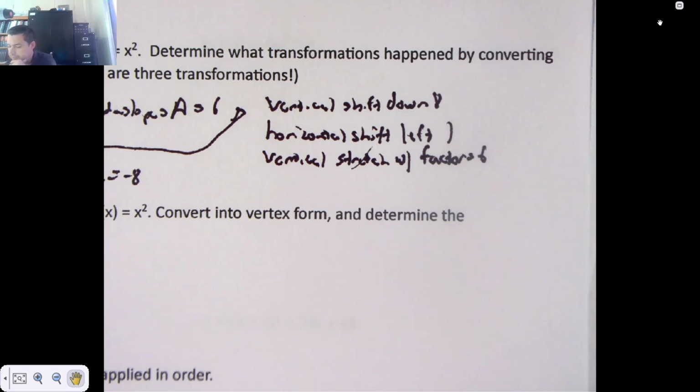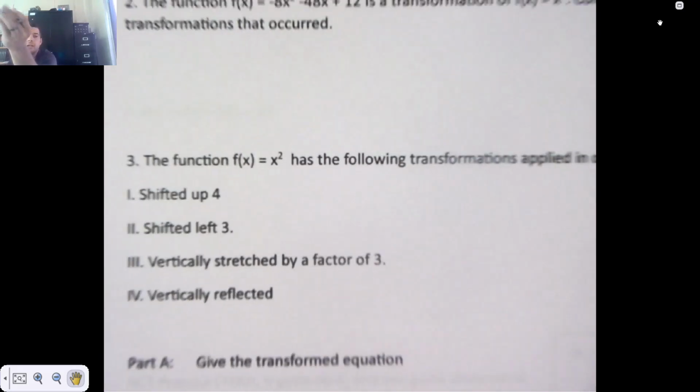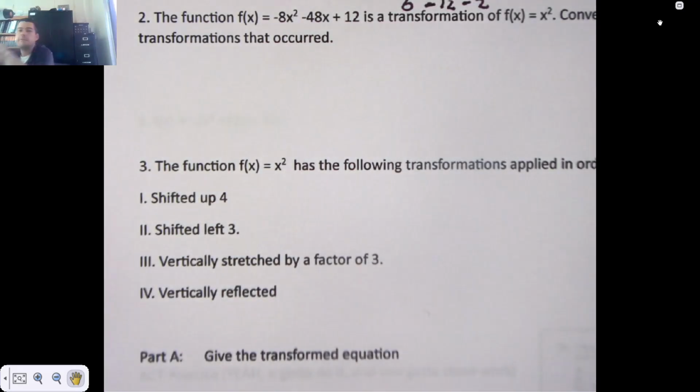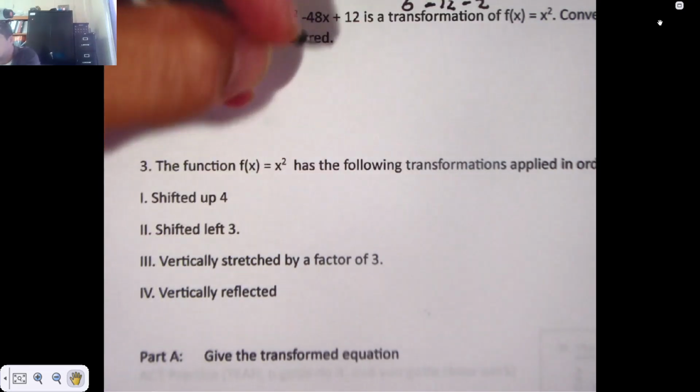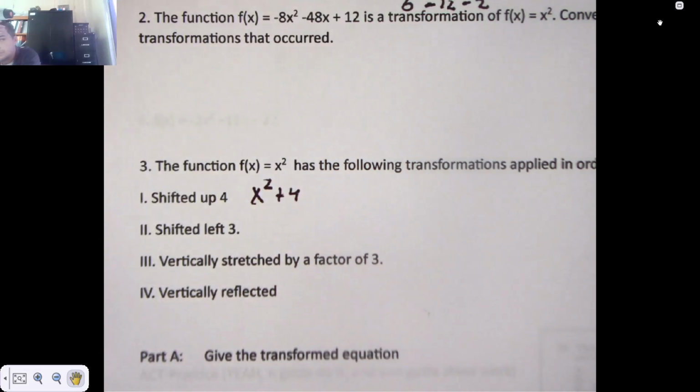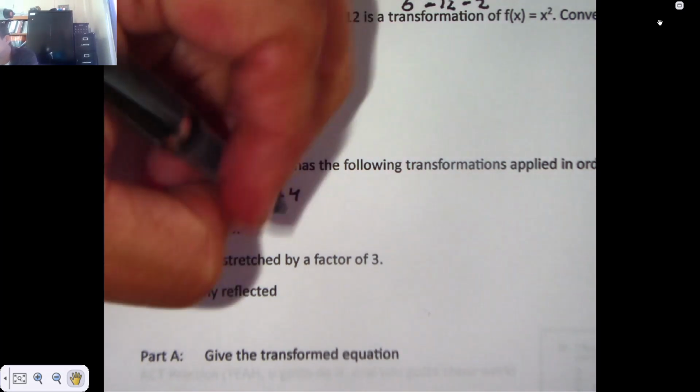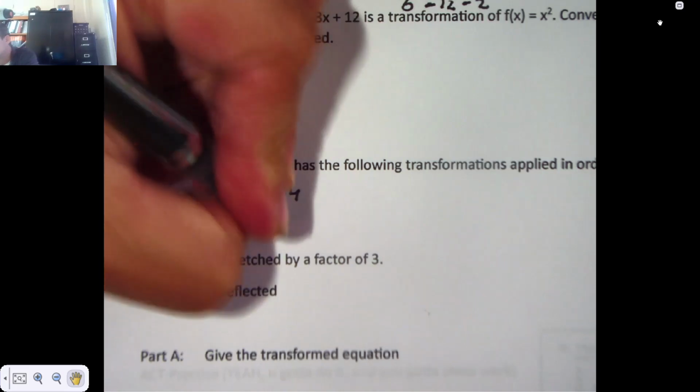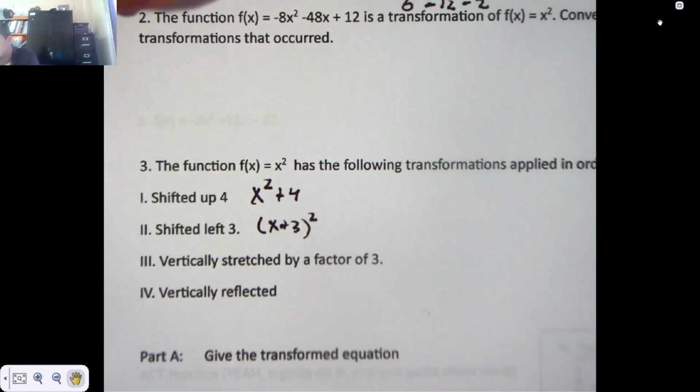Let's see, 3 and 4 are very similar problems. So I'll do number 3. Function f of x equals x to the second has the following transformations applied in a specific order. We are shifted up 4. Everybody and their mama knows you just add 4. We're shifting left 3. You want that to be subtraction, but according to the forms you've learned, it's actually addition. It happens on the interior. That does a left 3.